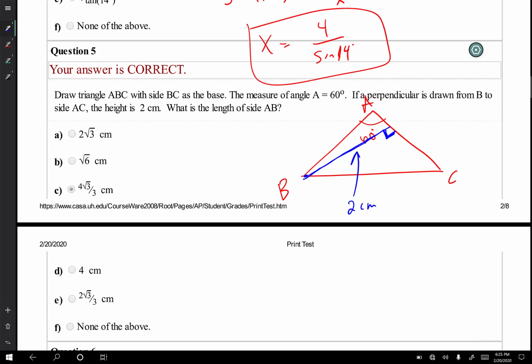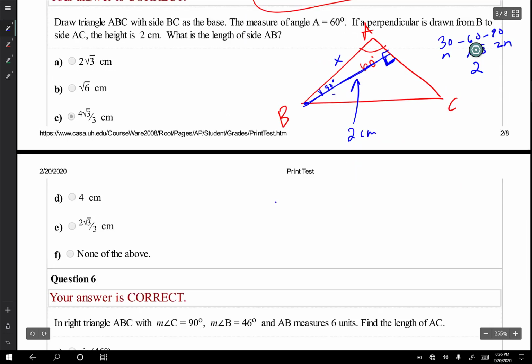All right, so recognize that this is a 30, 60, 90 triangle, guys. This is 60 degrees here, so that means this little guy has to be 30 degrees. It's not drawn to scale. In a 30, 60, 90, the sides are n, n square root of 3, and 2n. They want to know the length of AB, which is the hypotenuse, because here's my right angle. My height is the long leg, so this is 2. So we have to find n first. n square root of 3 equals 2.